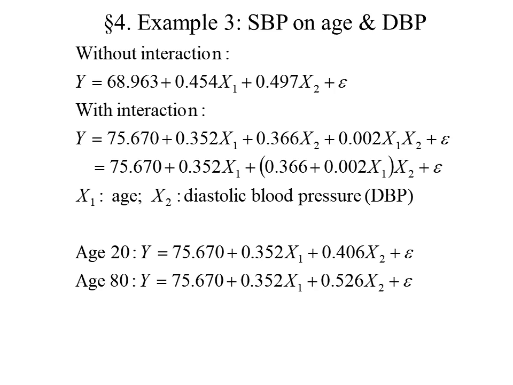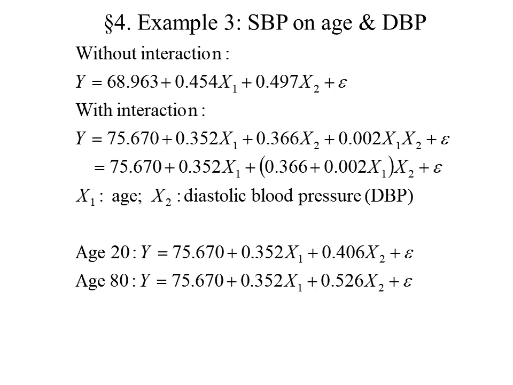I put the third and fourth terms of the second equation together in parentheses, in order to look at age dependency of relation between diastolic blood pressure and systolic blood pressure. X2 is diastolic blood pressure, and the terms inside the parentheses, 0.366 plus 0.002 times X1, represents the relation between diastolic blood pressure and systolic blood pressure, which seems to be stronger at older ages.